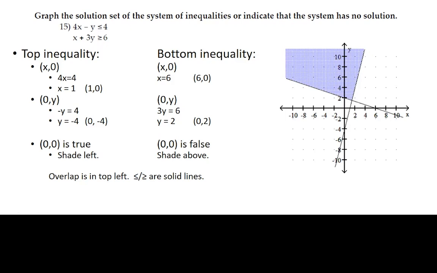We need to know what side of that line, the left or the right, we're shading on. Let's plug in the point 0, 0 into the inequality. Plugging in 0, 0 gives us 0 is less than or equal to 4. That's true. So the side with 0, 0 is the side we shade. So we can imagine shading everything to the left of this line.